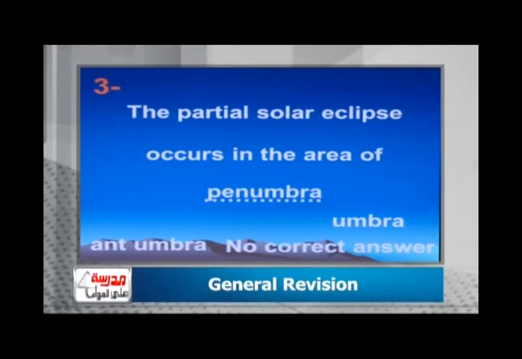But what about the total? It occurs in the area of umbra. What about the annular? It occurs in the area of antumbra. Annular starts with A and antumbra starts with A. We must be very careful: partial occurs in the penumbra, annular occurs in the area of antumbra, and total occurs in the umbra.